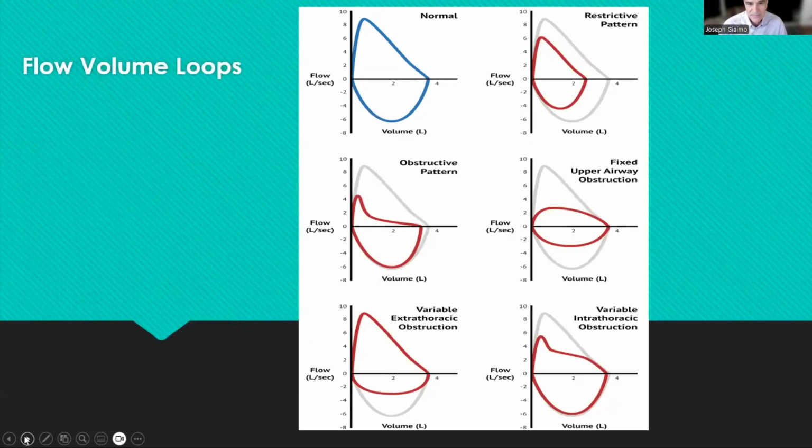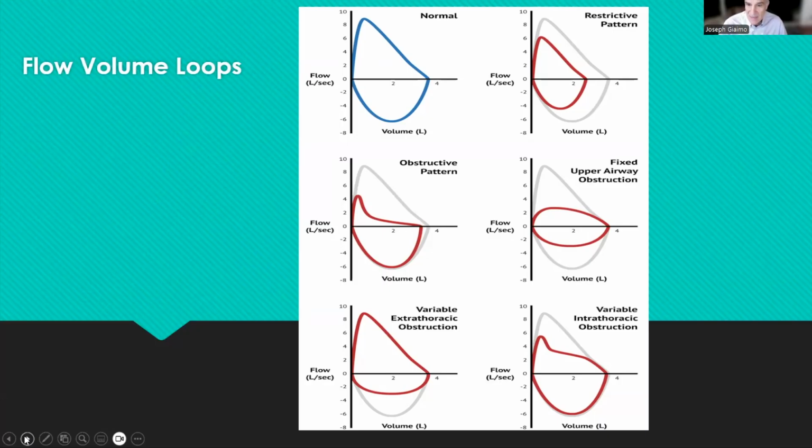Next slide, please. When you look at a PFT, you look at the flow volume loop. The top left one is a normal configuration, and you can see the top right one is just restrictive disease. So it's just like a mini-me. It's a smaller version of the same thing, but they're not getting the same lung volumes, but there's no obstruction.